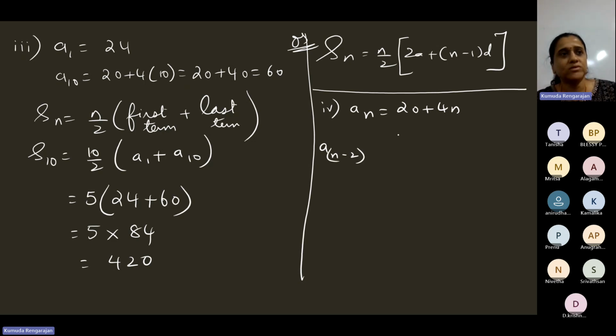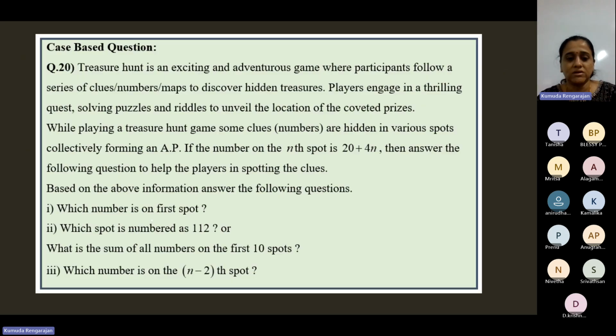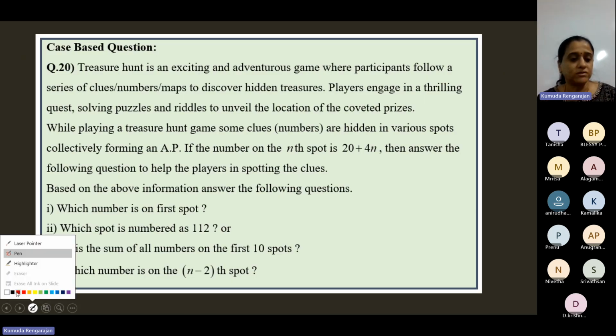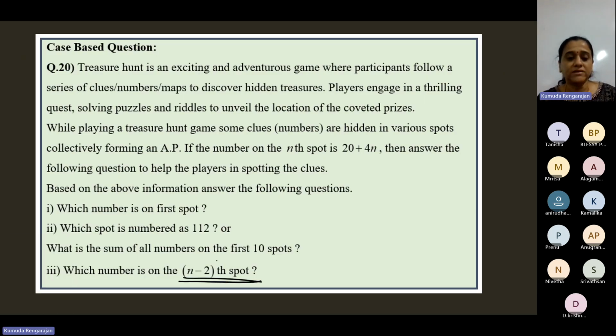In place of n, use n minus 2. That is 20 plus 4 into, in place of n, use n minus 2. N should be replaced by that number 1, 2, 3, 4, 5, 6. Here they want you to find the number in the n minus 2th spot, another position, like the 10th spot, 20th spot, 30th spot.